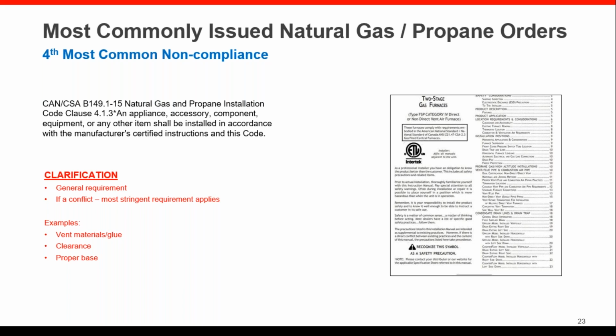So it's a general requirement, but if there is a conflict, the most stringent one applies. So if you, for example, have a clearance to combustibles, for instance, where one says 6 inches and one might say 1 or 2 inches, then you have to go with the more stringent requirement.